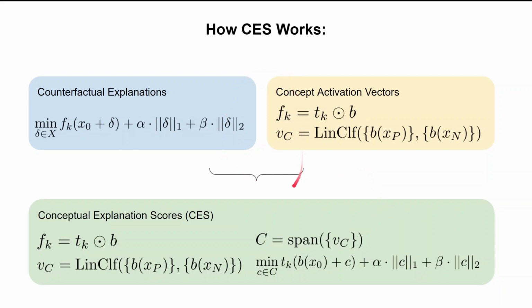So we combine these two ideas and introduce some of our own to develop this idea of a conceptual explanation score, or CES. The way it works is we do perturbations similar to counterfactuals, but we do it in the concept space. In other words, we try to understand what concepts we can add or remove from this image that then cause it to be correctly classified.